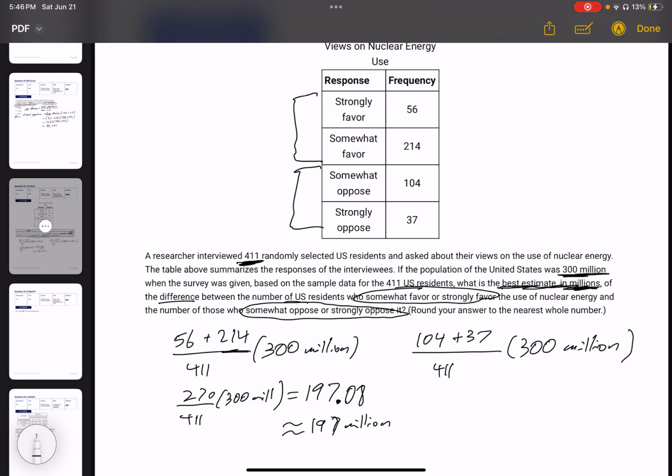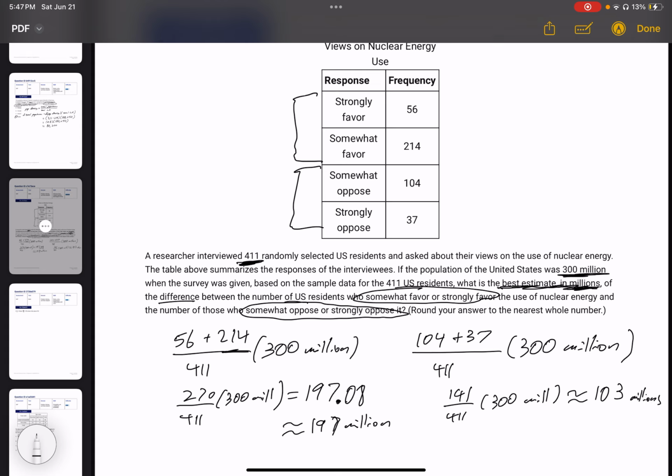And then we do the same for this. So 104 plus 37, we get 141 over 411 times 300 mil. And then that's going to give us approximately 102.9, but that rounds to 103. And that would be in millions.